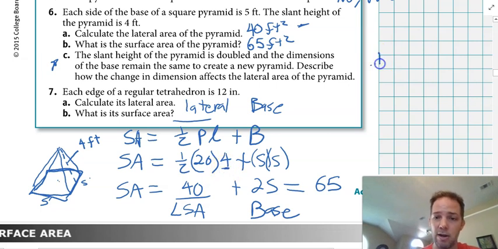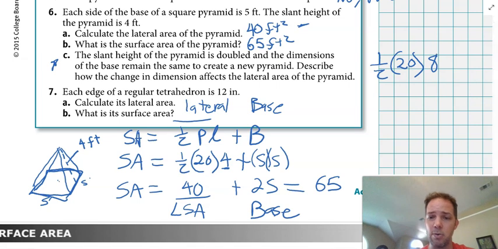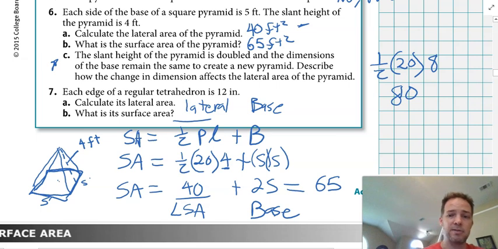So instead of 1/2 20 times the lateral height of 4, what if I doubled it to a lateral height of 8? What's going to happen there? So 1/2 of 20 is 10. 10 times 8 is 80. The area would double as well. So describe how the change in dimension affects the lateral area. The lateral area doubles.